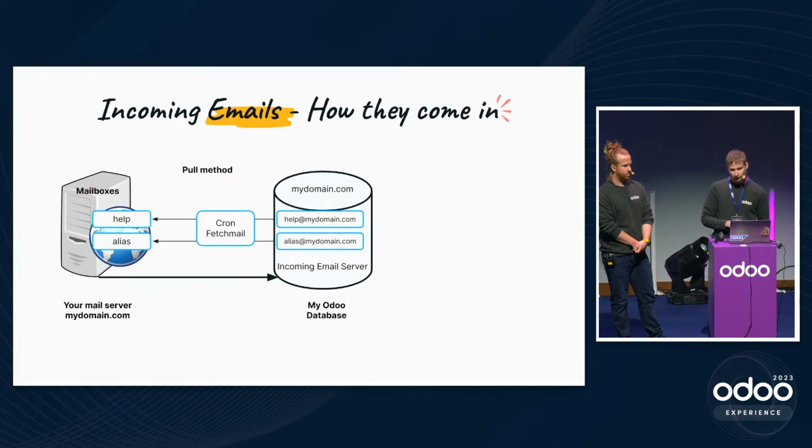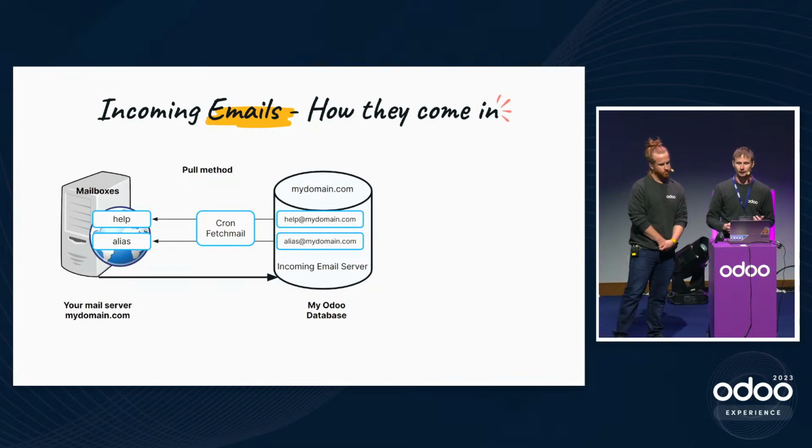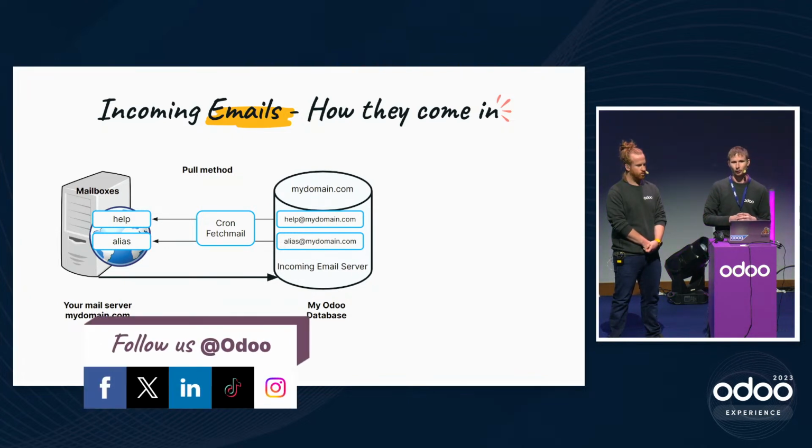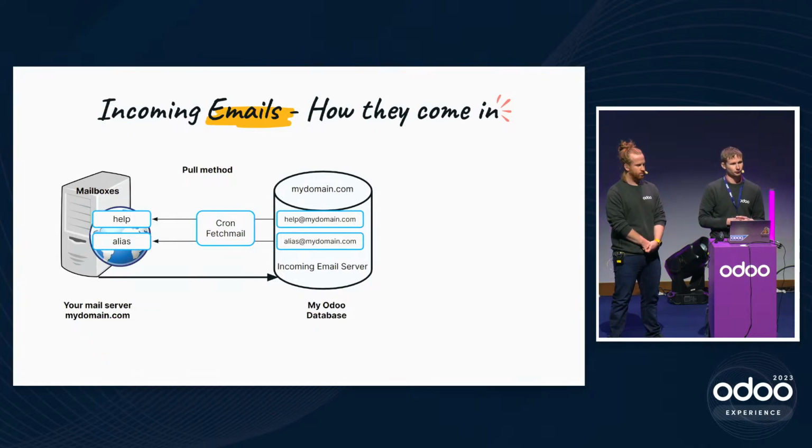So for the pull method, as you can see on the screen, on the left you have your mailbox, and on the right again the Odoo database. Let's take an example where your customer will send an email to help@mydomain.com. This email will arrive in your mailbox, and on our side in Odoo, you will have to configure an incoming mail server. Thanks to this configuration and thanks to a cron, we will be able to fetch all this email from the mailbox to the Odoo database.